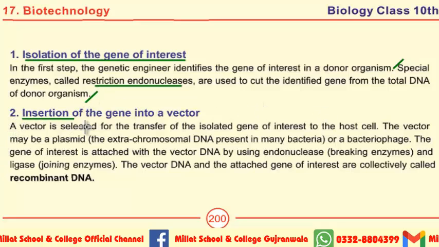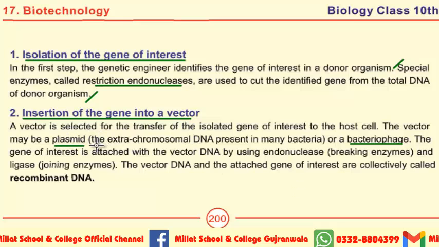Second step is insertion of the gene into a vector. Question may be asked in the form of, name the vectors used in genetic engineering. Two vectors have been discussed over here which are used in genetic engineering. First is the plasmid and second is the bacteriophage. This is very important short question.